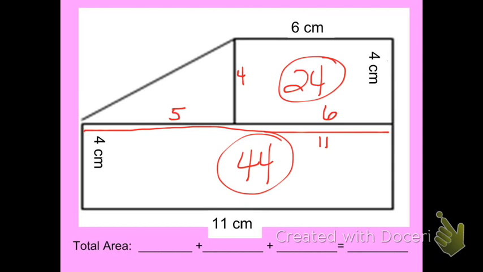Okay, but the area is not 20, right? Because we have to divide it by 2. Biggest mistake people make. So 5 times 4 is 20, divided by 2 is 10. So the area of that piece is 10. Now, we have an area inside of each shape. Let's add them together. So we have 44 plus 10 plus 24.